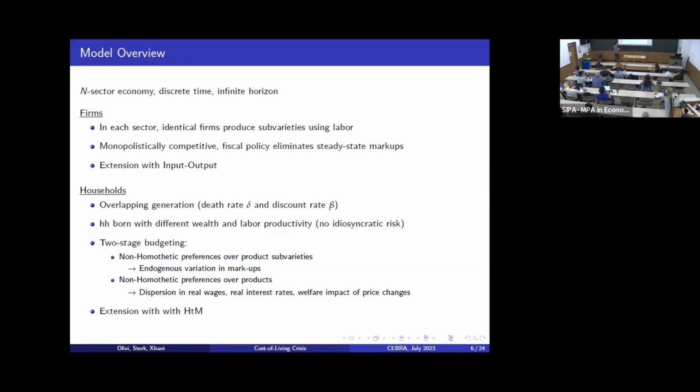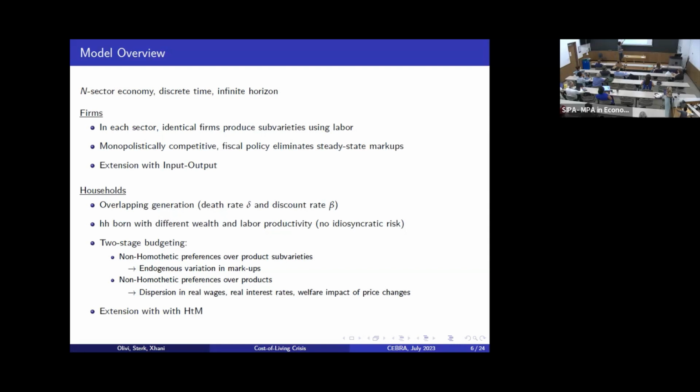To keep things stationary, we are going to have an overlapping generations model. So basically, they die at some point and they are replaced by a new household that has the same initial wealth and income as the previous one. So on this side, that's very simple. But in terms of preferences, we are going to be very general. We're going to assume that households have completely non-homothetic preferences. They are going to have non-homothetic preferences over different sub-varieties of goods.